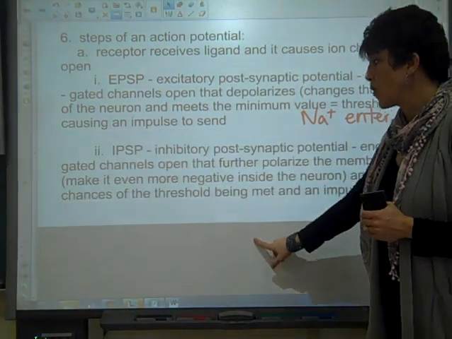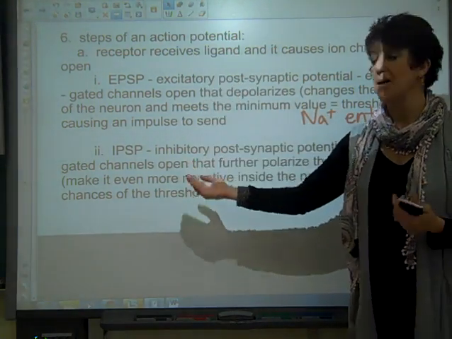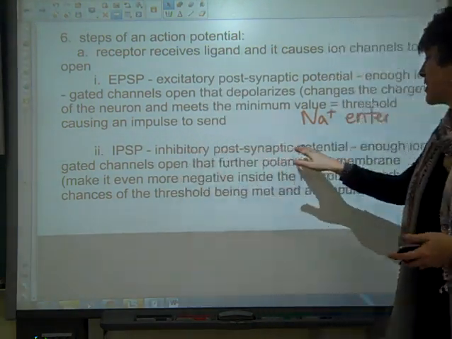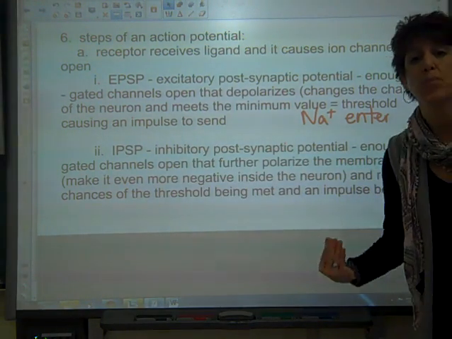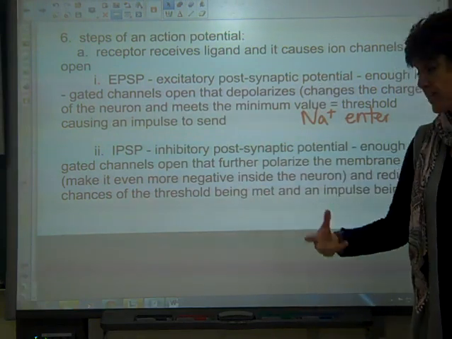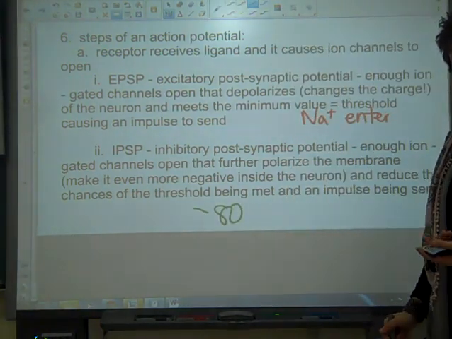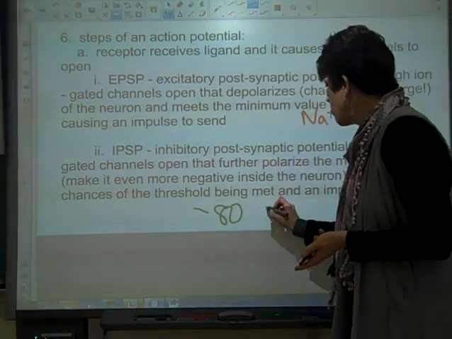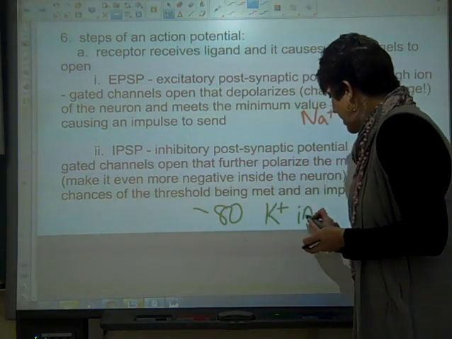Now there's another one, of course. I think E for excited, I for inhibit. The inhibitory postsynaptic potential: enough ion-gated channels open that further polarize the membrane. That means it makes it even more of a pull, even more of a difference in charge. So let's say it goes to like -80. How would that happen? If more K+ go in.